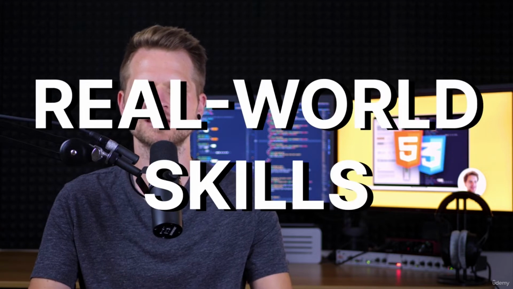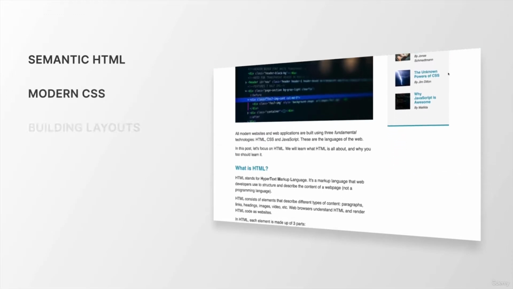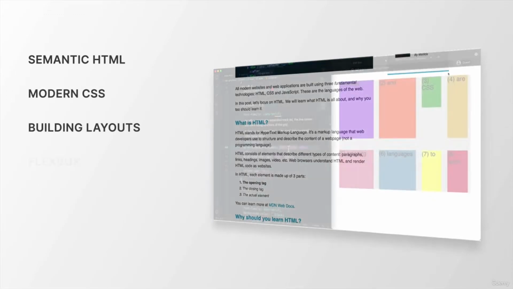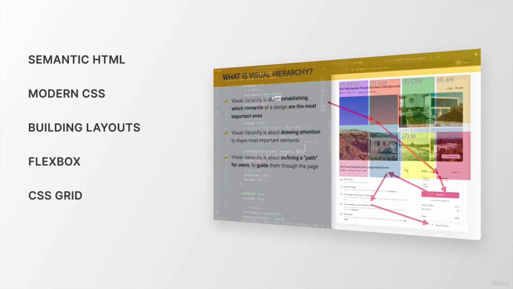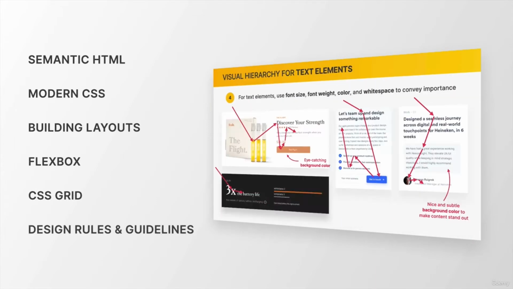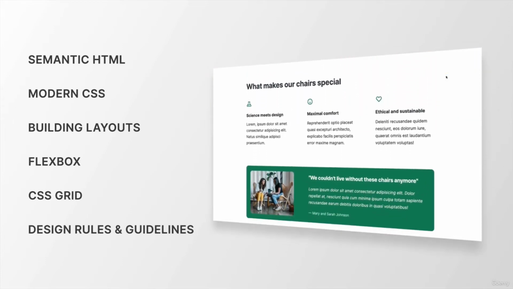Now, in order to build real-world websites, you will learn real-world skills, starting with the basics of semantic HTML, modern CSS, and building layouts using tools like Flexbox and even CSS Grid. You will then learn easy-to-use design guidelines so that you become one of the few developers who can also design.